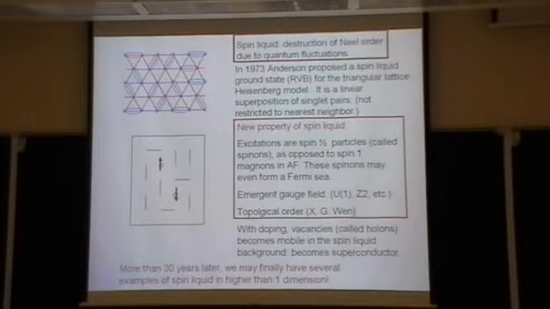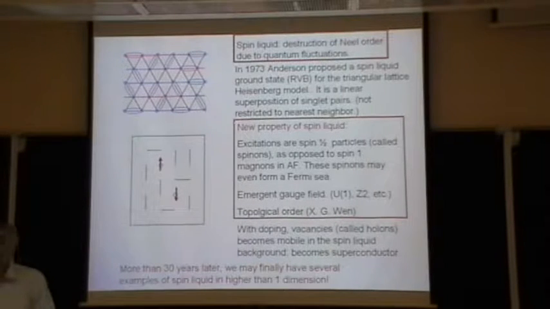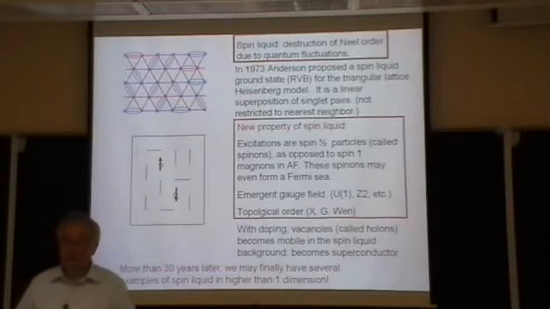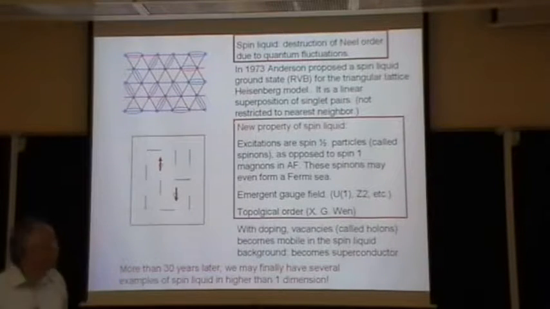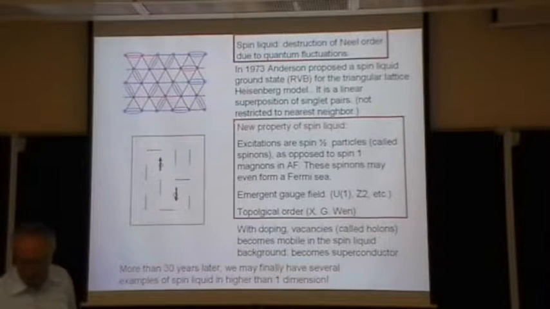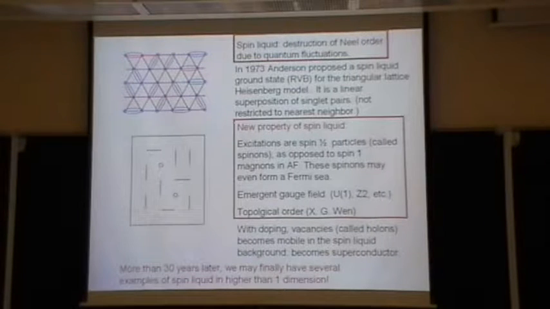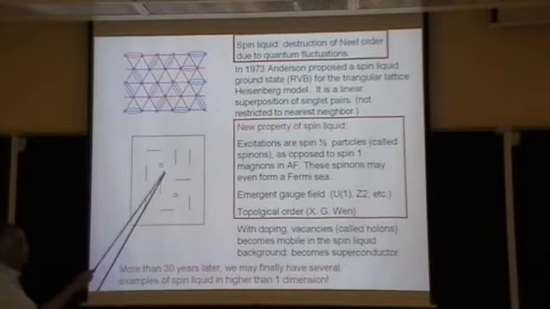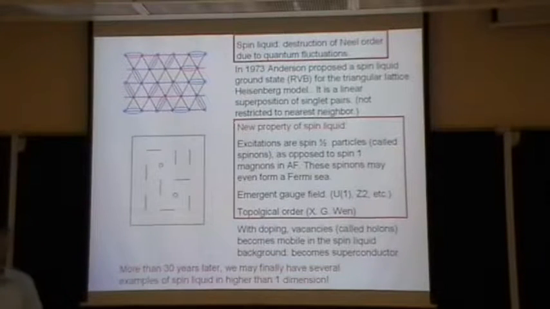So the whole story was revived after the discovery of high TC, because Anderson remembered this old paper and suggested that if you have a spin liquid and dope it, then you can get a superconductor. So this is a doping demonstration. You can create vacancies. The vacancies become mobile, and if the vacancies are coherent, then this becomes a superconductor. Because if you concentrate not on the vacancy but on the pair, then it is essentially a superposition of Cooper pairs. That's a very beautiful idea.